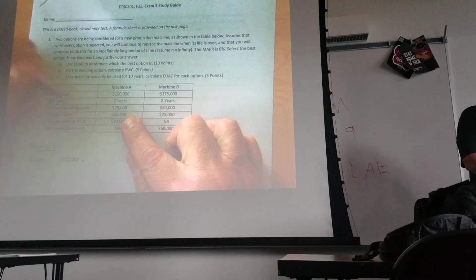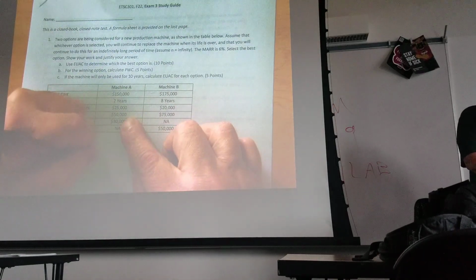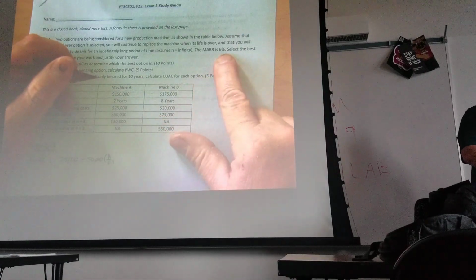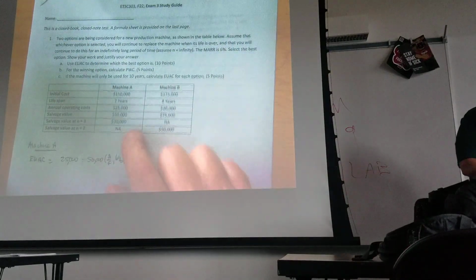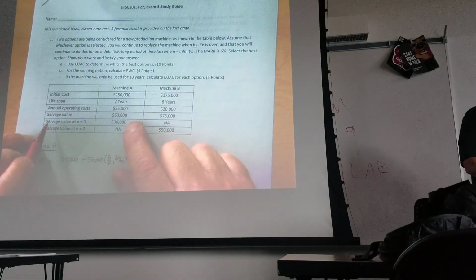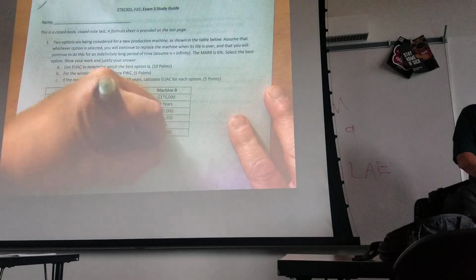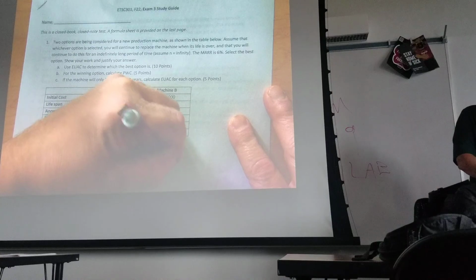So plus or minus, salvage is income, so that's a minus 50,000, which is F times A over F, 6%, 7. And then plus 150,000 P times A over P, 6%, 7.